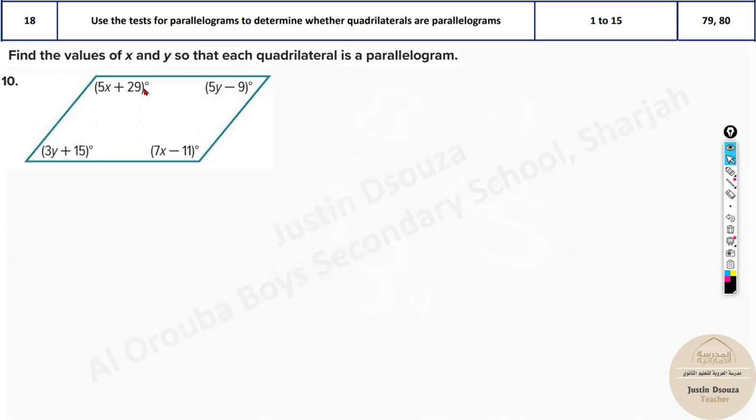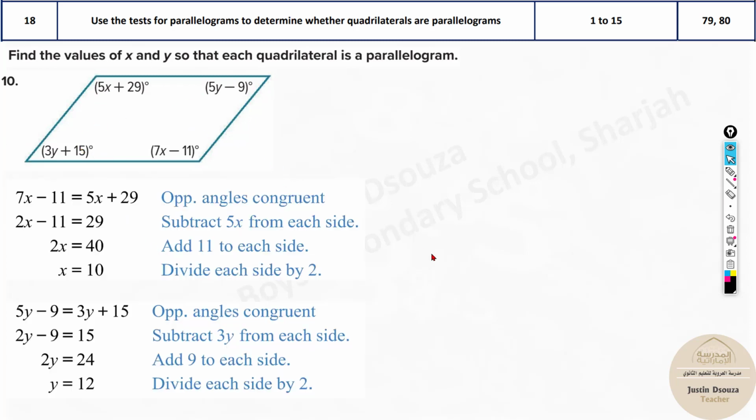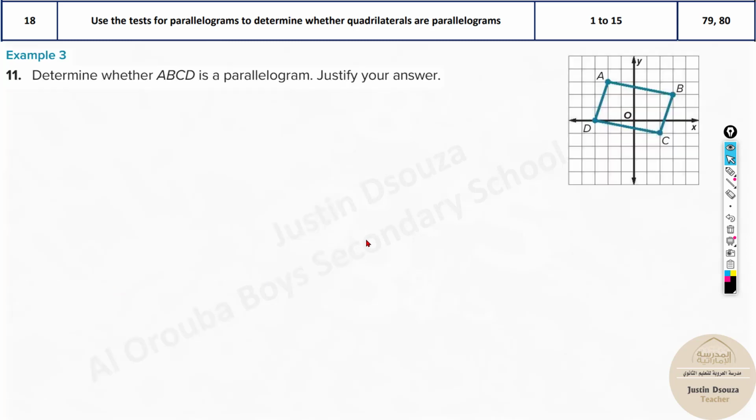Now over here they have told us again it's a parallelogram, so just equate the opposite sides. It's pretty straightforward. Equate them and solve it. Here the worked out problem is a detailed solution. This is very important. Don't skip steps. Try to mention all these steps and solve.